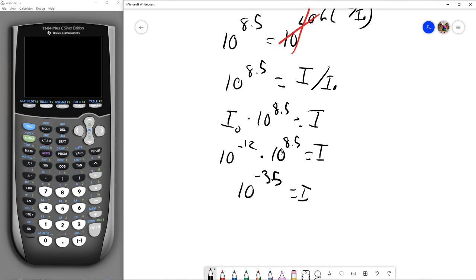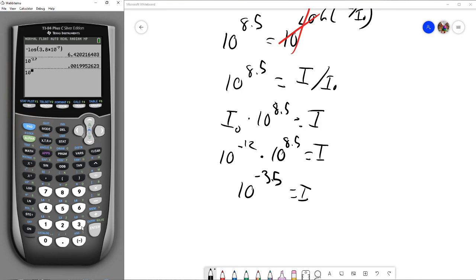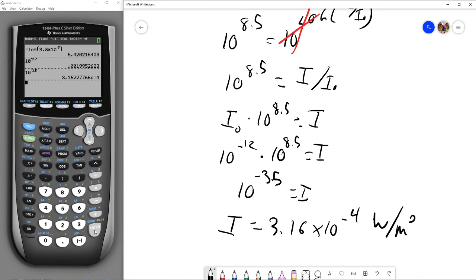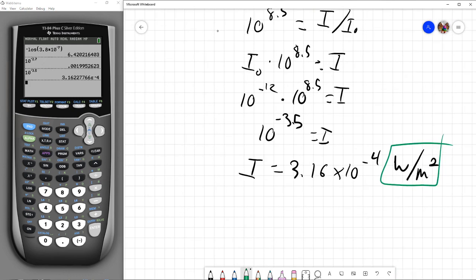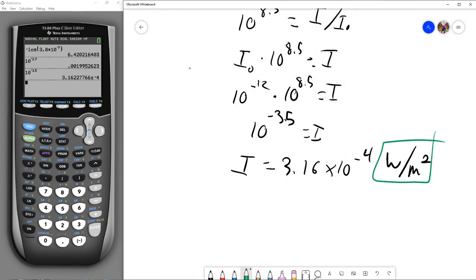Alright. So let's figure out what 10 to the negative 3.5 is. That's convenient. It puts it in scientific notation for us. So I is equal to about 3.16 times 10 to negative 4. This is watts per meter squared. So intensity is always in these units here. So that's an example of heavy traffic and how intense it would be.